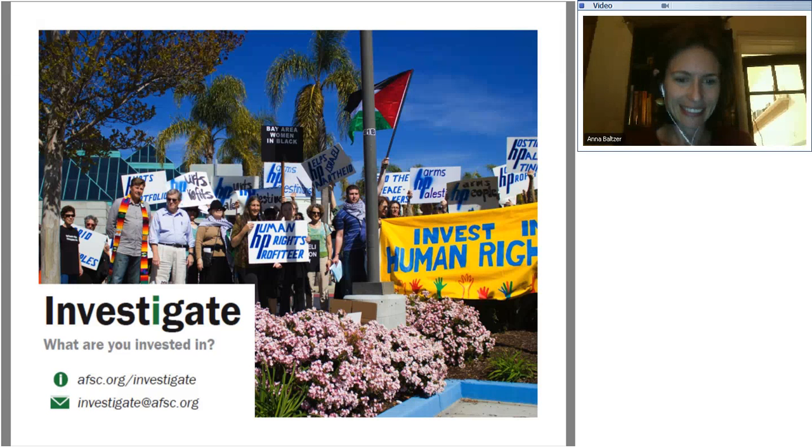So I played around with the database a little bit prior to the call. First of all, I'm very impressed. Congratulations. I think that the information on investor activism is really particularly helpful, not to mention the entire tool. I appreciate the tremendous amount of work that went into it.